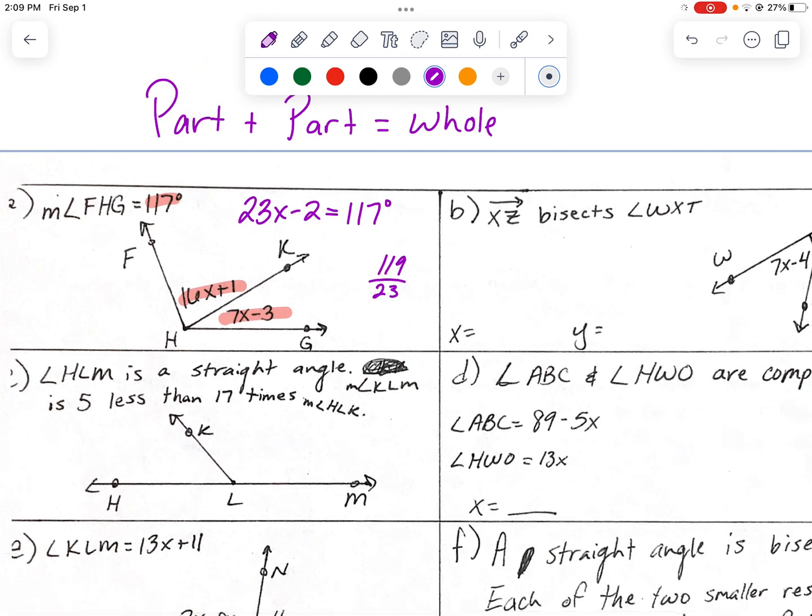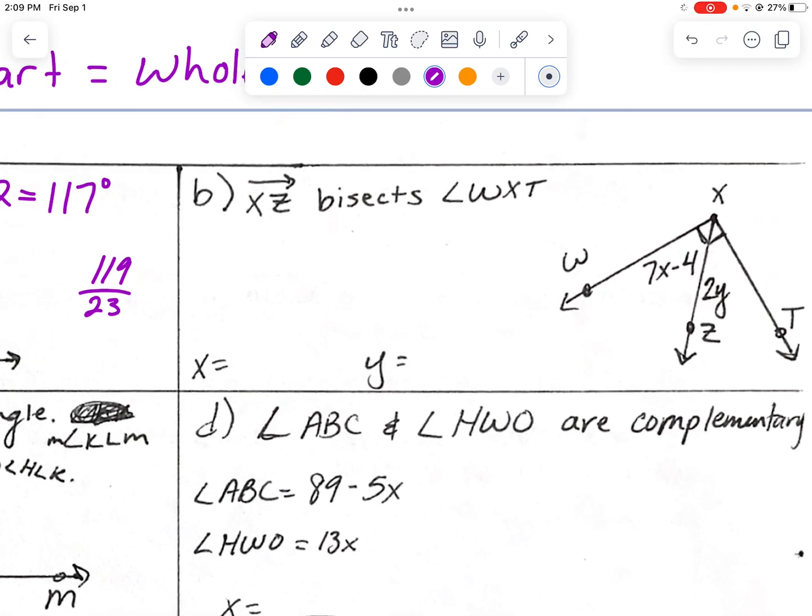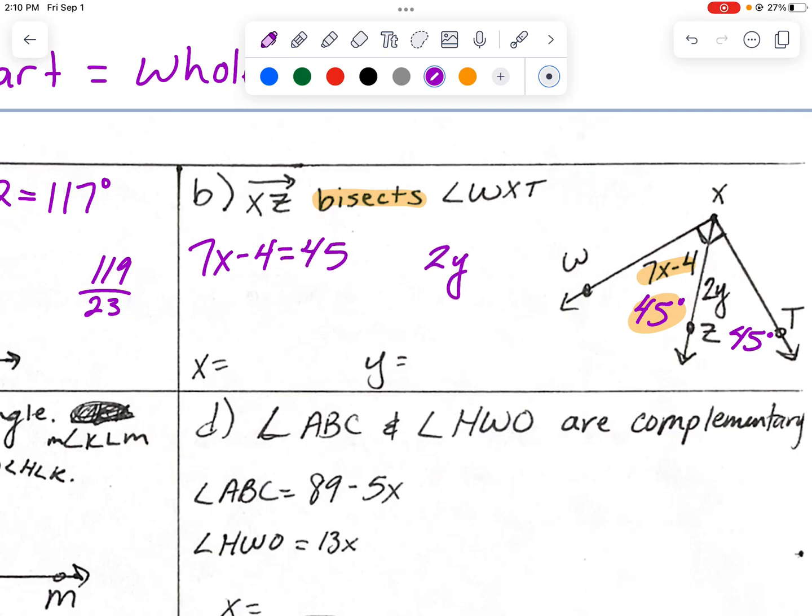And B is where we begin using our key vocabulary words to solve problems. Like here, XZ is bisecting. Well, what does bisect mean? It means to cut in half. And I have this symbol here that tells me that that's 90. So I can assume that I cut 90 in half to get 45 and 45. And now if this stuff equals 45 and it equals 7x minus 4, then I could set up one equation, and I could also set up an equation for y.